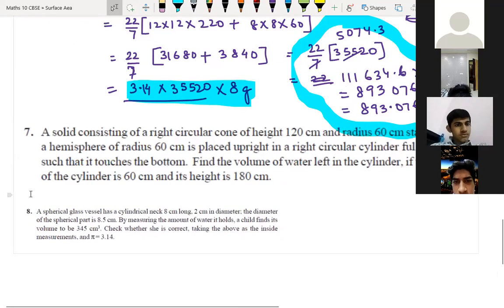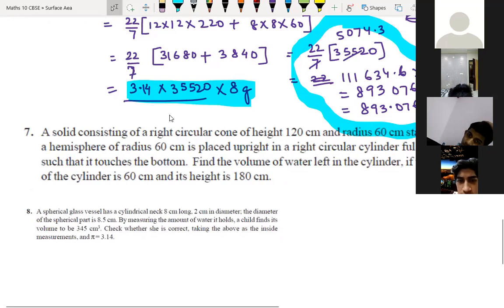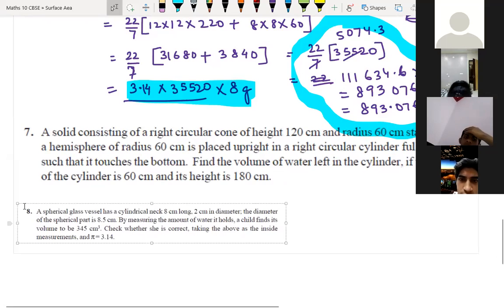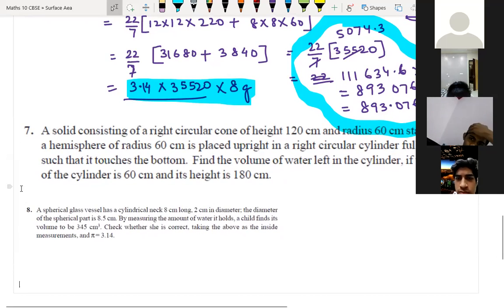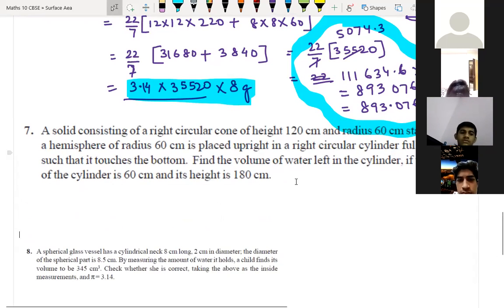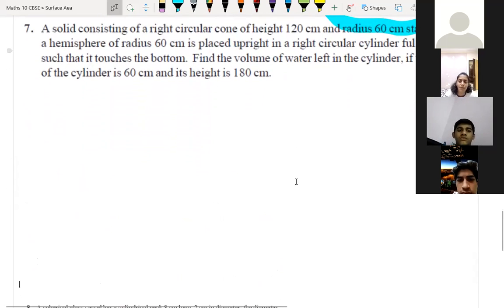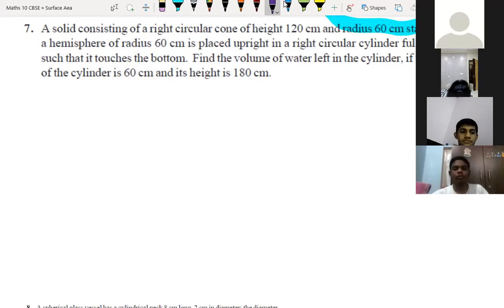So, a solid consisting of a right circular cone of height 120 centimeter and radius 60 centimeter, standing on a hemisphere of radius 60 centimeter, is placed upright in a right circular cylinder. First they are saying the solid consists of a cone standing on a hemisphere. So both will touch the end and the bottom of the cylinder.